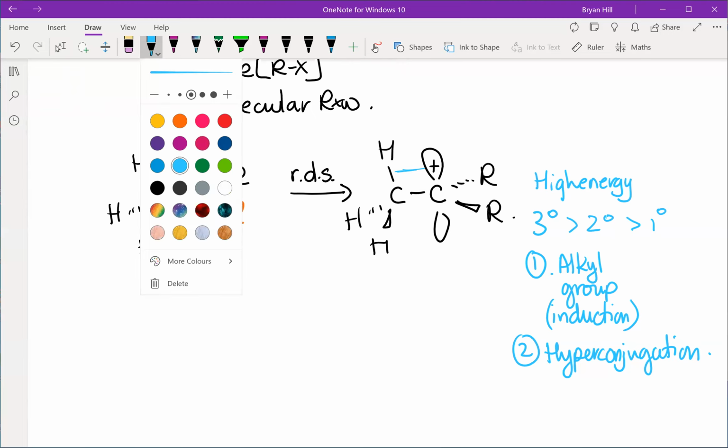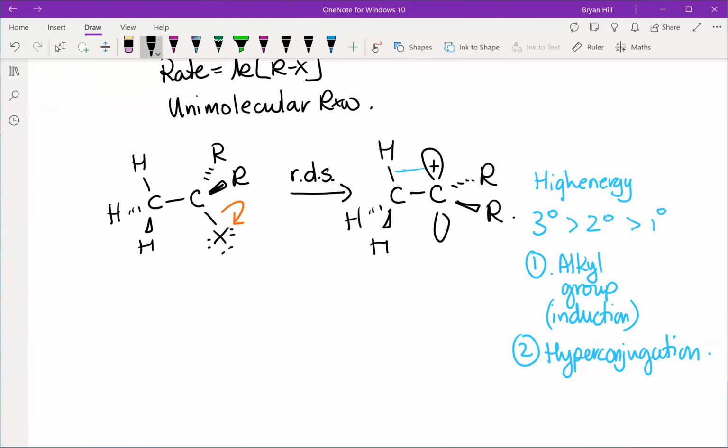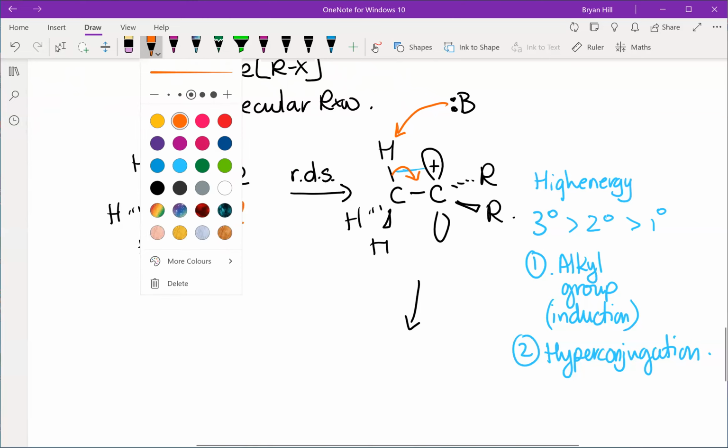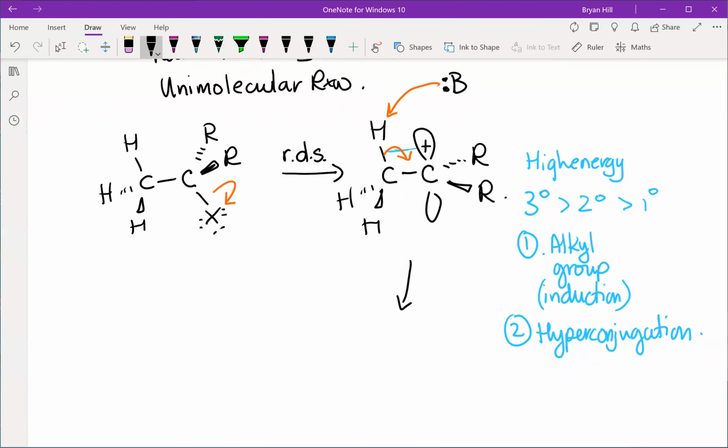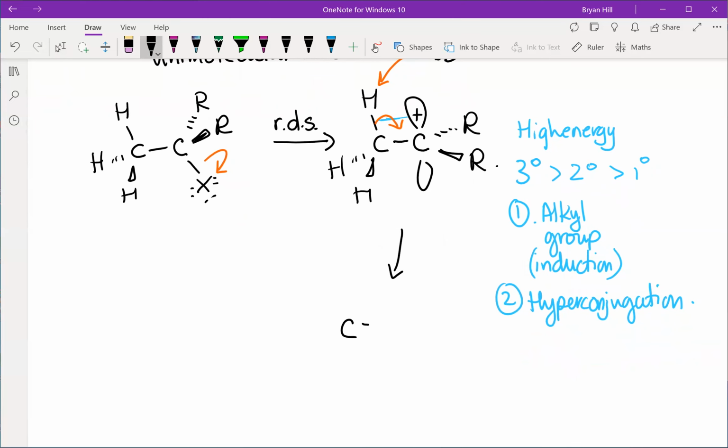Okay, so the next step of this reaction is going to be that our base is going to remove our proton, and it's going to specifically remove the proton, which is any protons that are hyperconjugating. And if you've got three alkyl groups, you could have three groups that are hyperconjugating. This will go there, and we will form our product. So this would look like this.